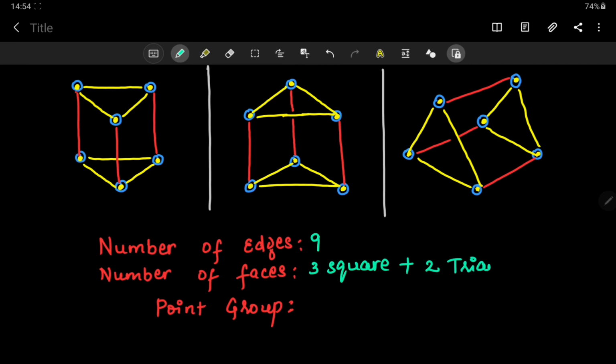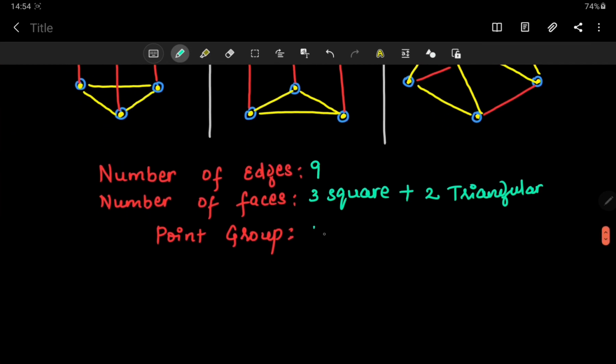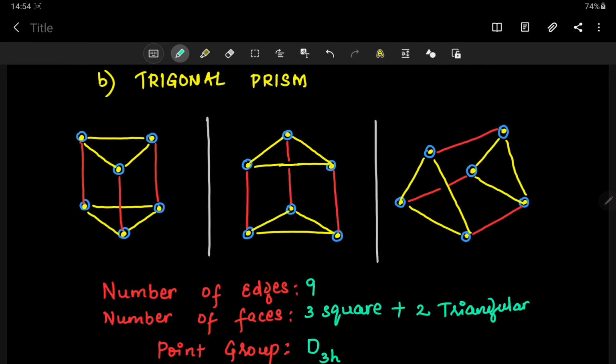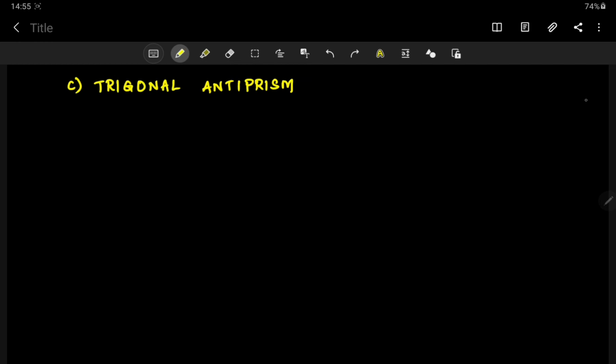Well, with 5 faces, trigonal prism belongs to the D3h point group where the two triangular units are eclipsed to one another. It belongs to D3h where the C3 rotational axis passes through the center of the two triangular faces. That's trigonal prism. And for 6 vertices, we also have one more geometry, which is trigonal antiprism.